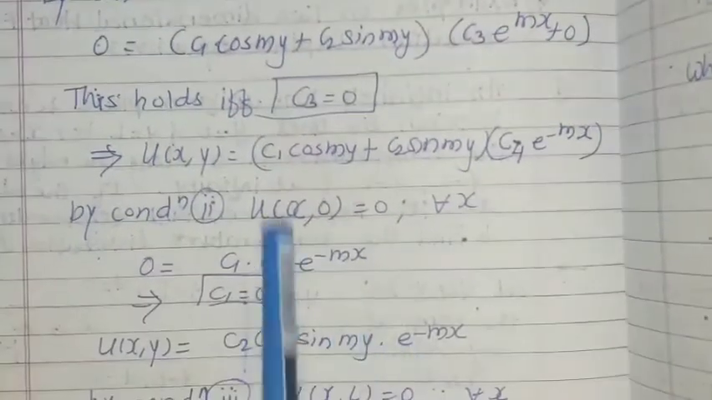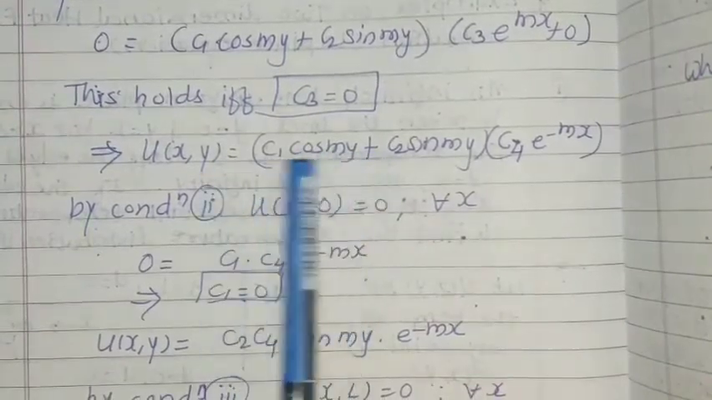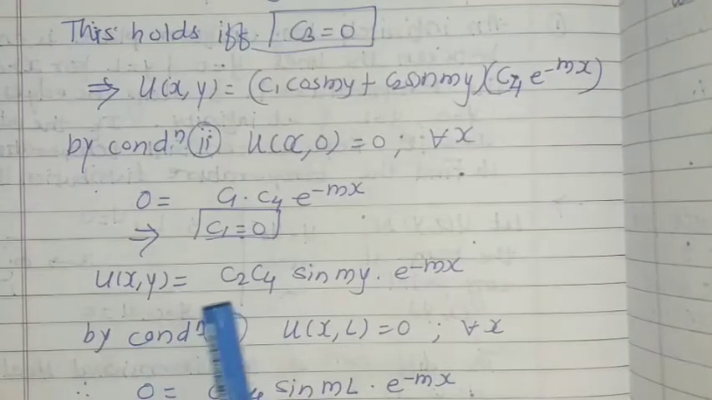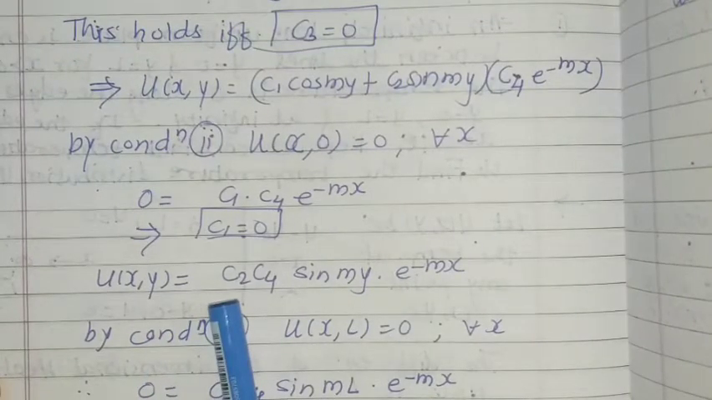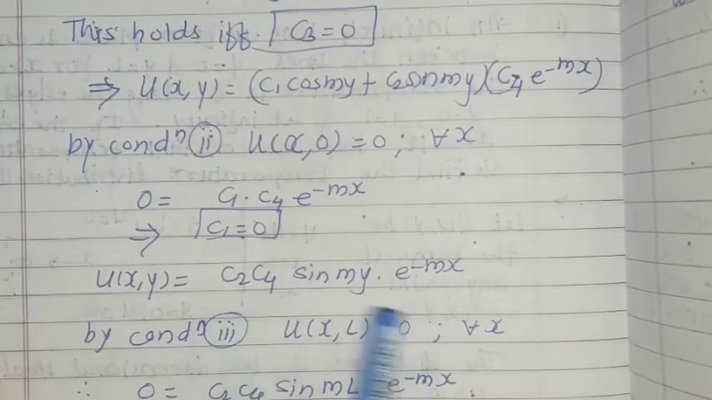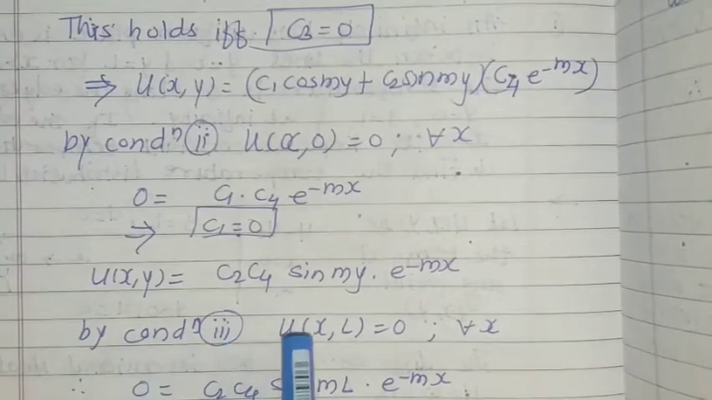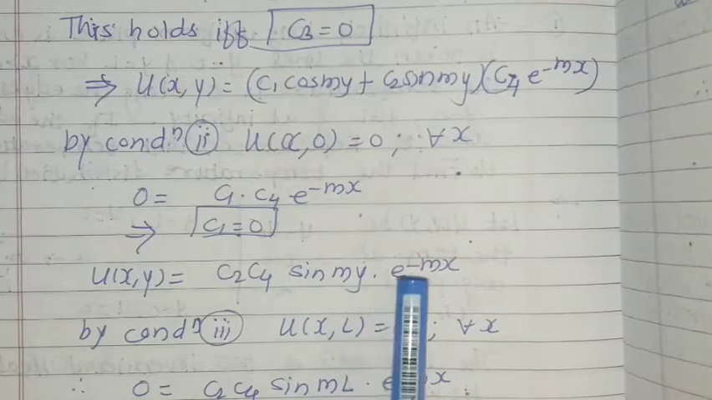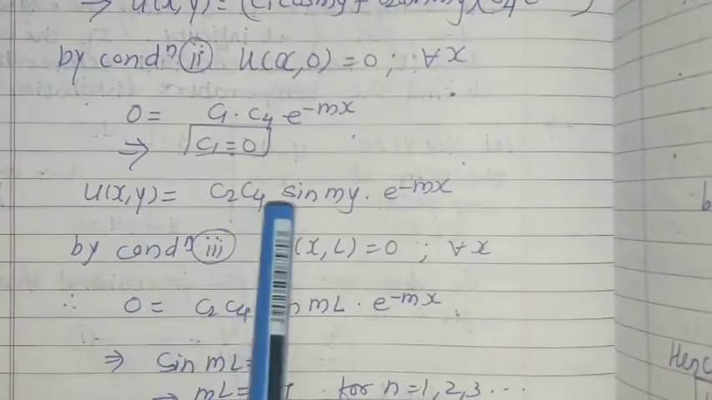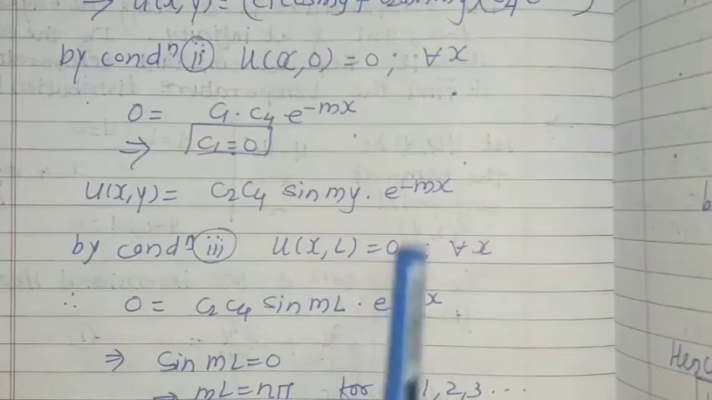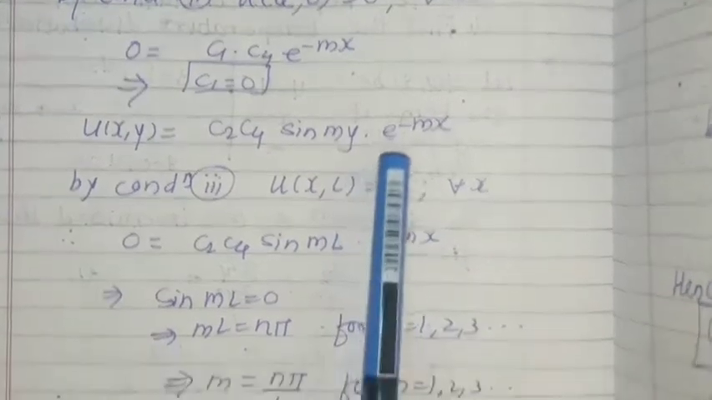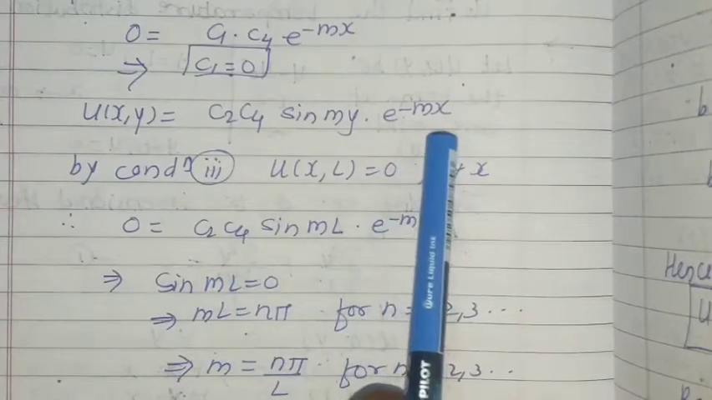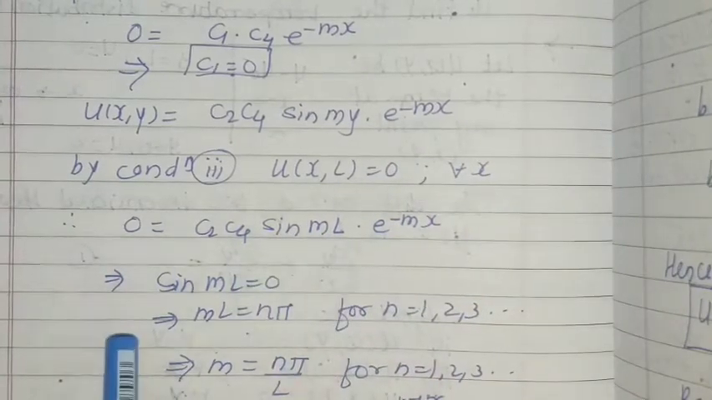So we got from this condition C1 equal to 0. If we make use of this in the above equation, this is the form of the solution we have obtained so far. The solution becomes, for C1 equal to 0, u of x comma y equal to C2 C4 sin my e raised to minus mx. Now let us use the next condition. By condition 3, u of x comma l is 0. So if you put y equal to l in the above equation, the left hand side becomes 0 and the right side is C2 C4 sin ml e raised to minus mx. Now C2 cannot be 0, C4 cannot be 0, e raised to minus mx cannot be 0, so the only possibility is sin ml is 0.